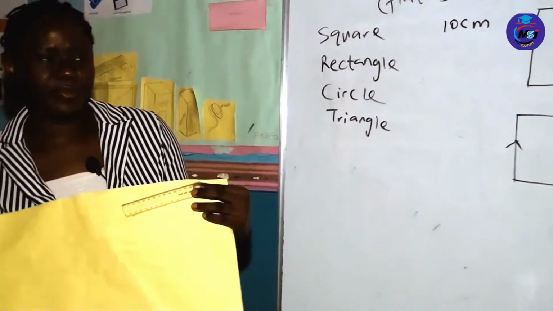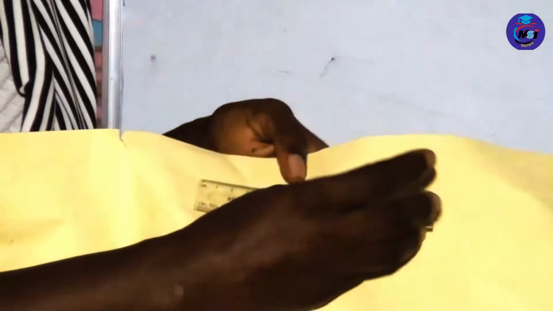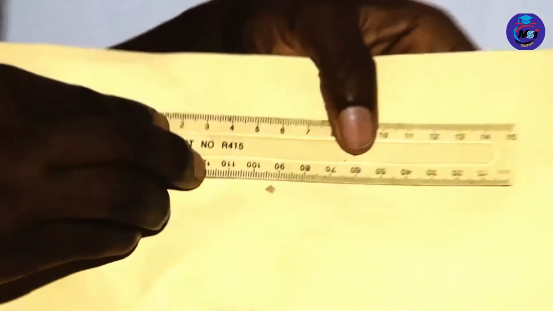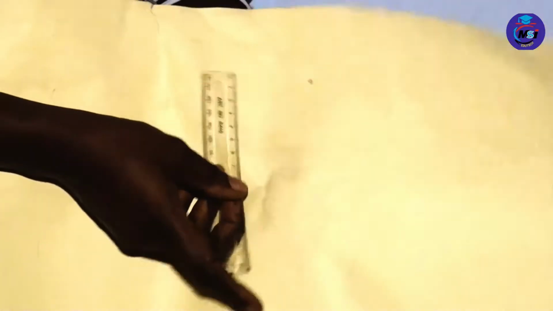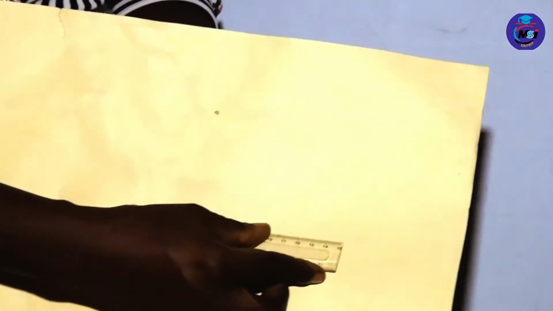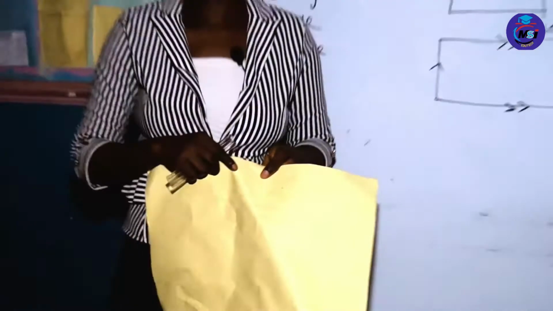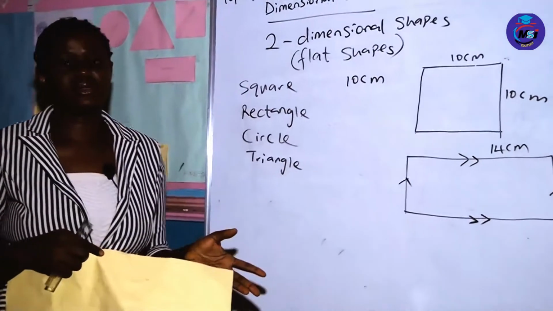Take your cardboard paper. You measure 14 centimeter this way. Okay. 8 centimeter this way. Okay. Another 14 centimeter this way, and 8 centimeter this way, 4 sides, and you cut with your scissors.